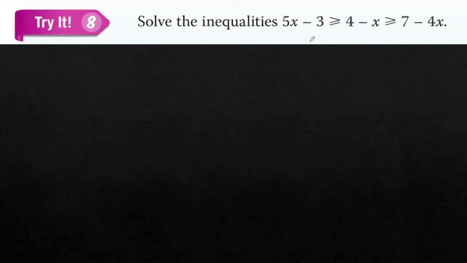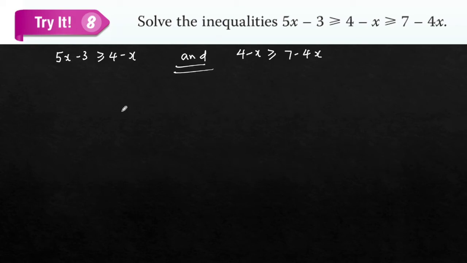In try 8, it is slightly more difficult because they do not give you the word and anymore. You have to know how to split this up into two simultaneous linear inequalities and solve it as per the previous question. So we have 5x minus 3 more than or equal to 4 minus x, and 4 minus x must be more than or equal to 7 minus 4x. Now with this and, it makes things slightly easier. You just have to solve these two inequalities together and see where they overlap.